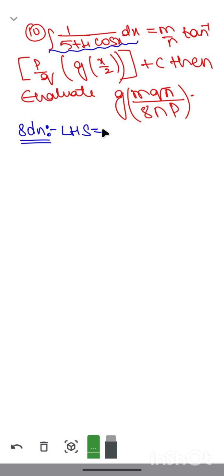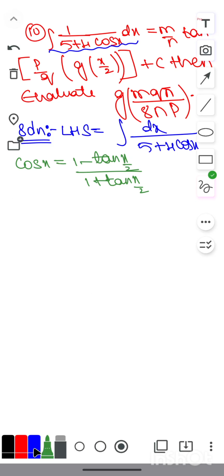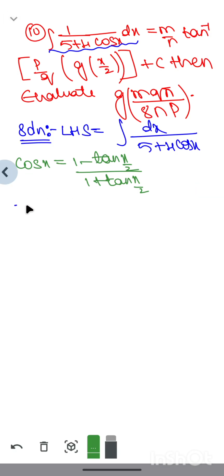What is LHS? LHS is integration of dx whole divided by 5 plus 4 cos x. Now here we need to use one standard formula, that is for cos x, cos x in terms of t. What is the formula for cos x in terms of t? 1 minus tan square x by 2 whole divided by 1 plus tan square x by 2. This is one of the submultiple angle formulas for the function cos we are using. Then when I rewrite in place of cos x, we get the answer in terms of tan, which is of the following form.